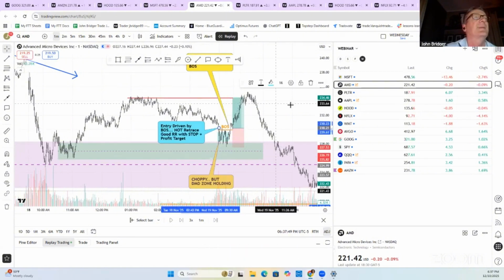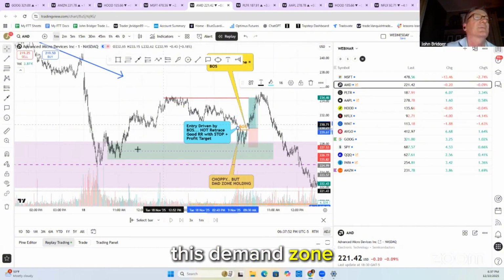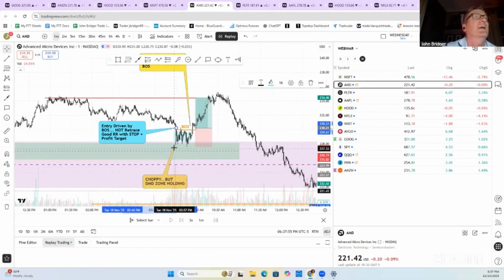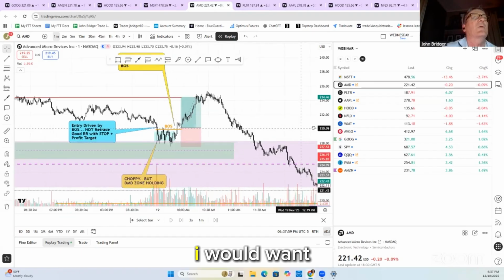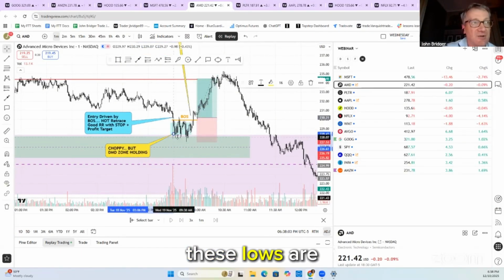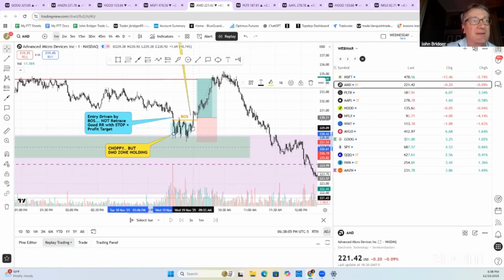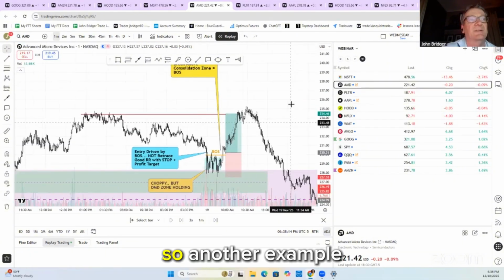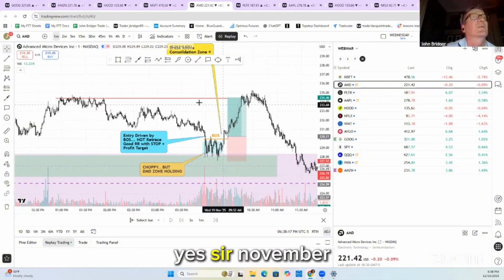This is AMD. So again, you had this demand zone, right? Okay, pop. The next day, this is market open right here. Now, I would want to see a stronger reaction, but notice these lows are holding. It did chop around a bit. This is another example. See where it broke out of consolidation, right? Got in the retrace and played it to the upside. So another example of breaking out. Yes, sir. November 19th.